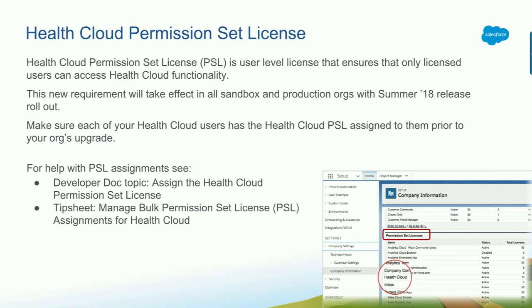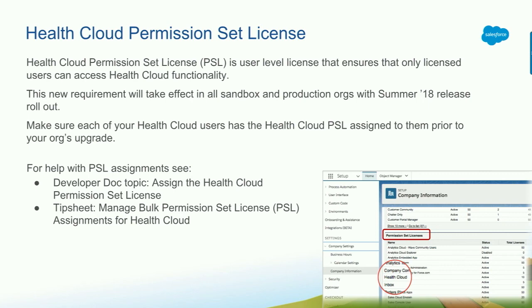The Health Cloud Permission Set license was introduced in Summer 17. At that time, it was optional for existing customers, giving them time to go ahead and make the assignments to their users. With the Summer 18 release, it is now required. It is a great feature to introduce so that you can control access of your users to the Health Cloud data. This means both the data access through the UI as well as through the API.